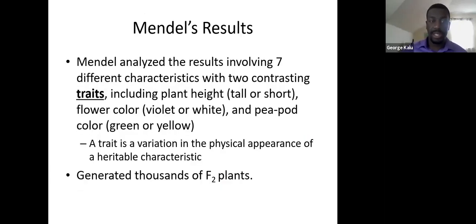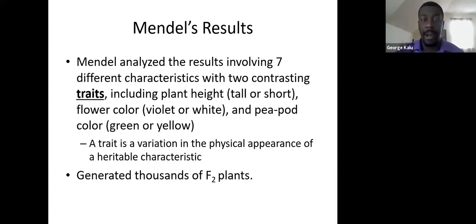So when Mendel was looking at his results, he not only looked at the color of the flowers, but he actually looked at 6 other traits, so a total of 7 distinct traits. He would look at plant height, whether they were tall or short. He would look at flower color, either violet flowers or white flowers. He would look at pea pod color, which was either green or yellow, and then a bunch of other characteristics as well. But he was looking at each characteristic with 2 individual traits, either tall or short, violet or white flowers, or green or yellow pea pod colors.